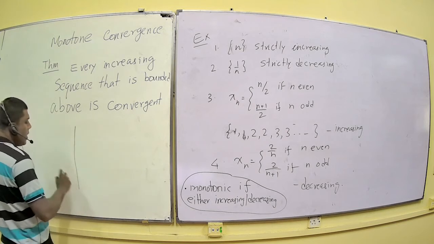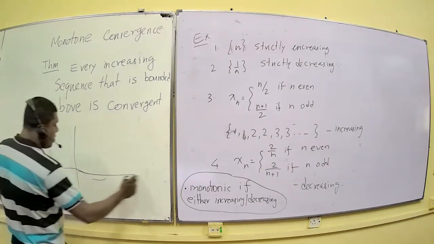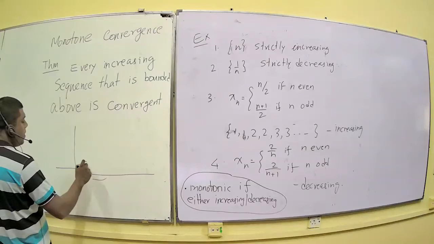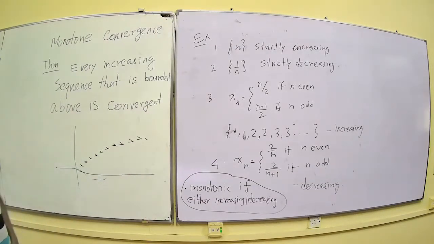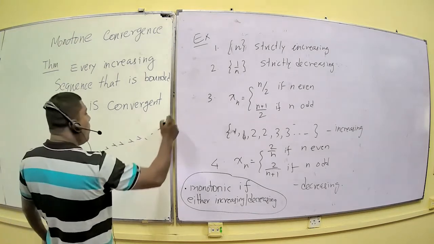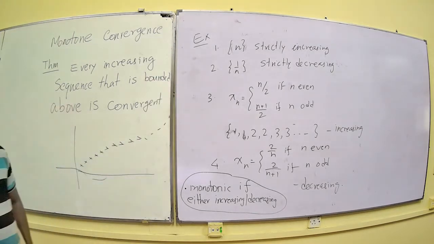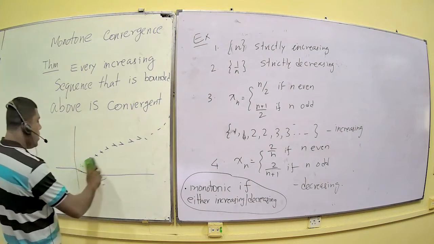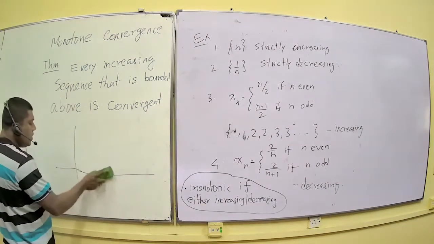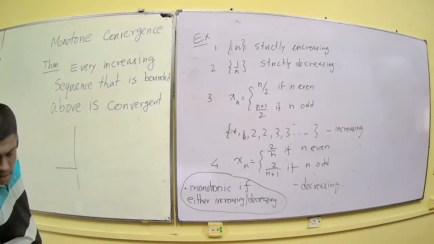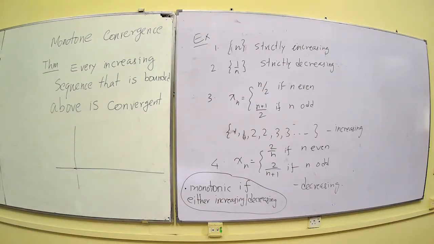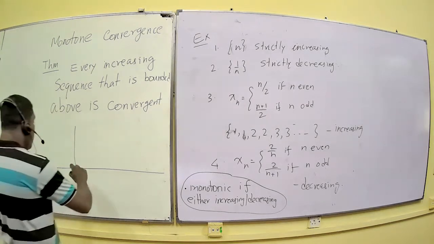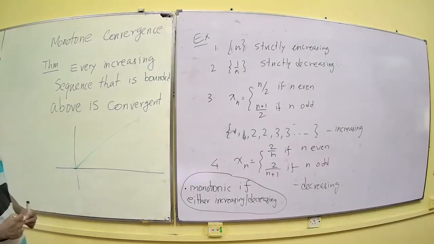So you can see that in the picture as well, right? You may have a sequence like this, increasing, increasing, increasing like this. If there is no bound, it will keep on going like this, right? If you have an increasing sequence, let me draw it in green. If there is no bound, it will keep on increasing like this.